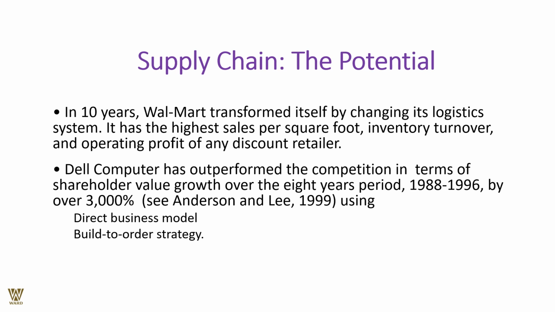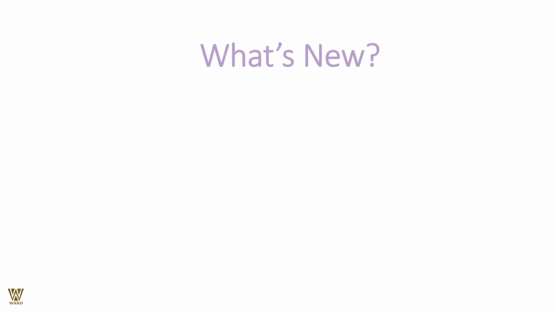On the other hand, Dell Computer has outperformed the competition. I'm talking about Hewlett Packard, and about IBM machines, in terms of shareholder value growth over the eight year period from 1988 to 1996, by over 3,000%. That is what we are looking at. How did it do it? It went to the direct business model and a build to order strategy. Build to order is basically customization of laptops and desktops according to the preference of the customers.